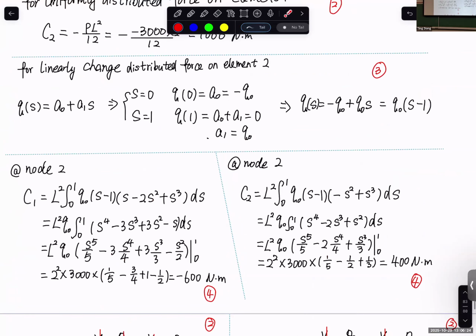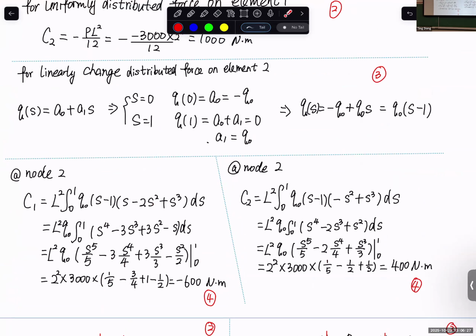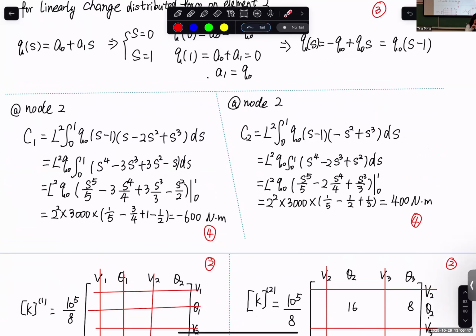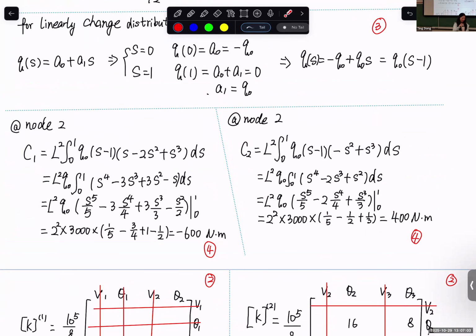Here, not plugging in the negative root. That's true. You're correct. Yes, I forgot the negative sign. I forgot the negative sign.